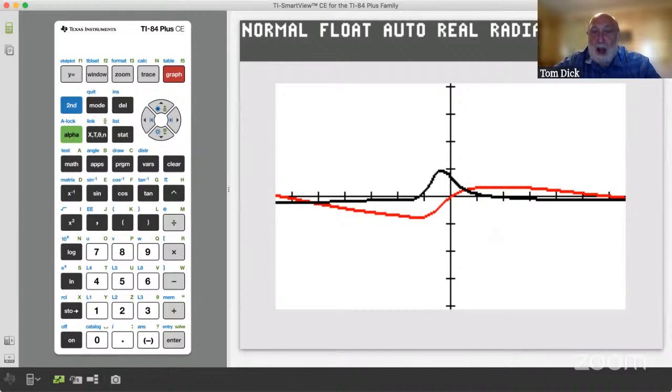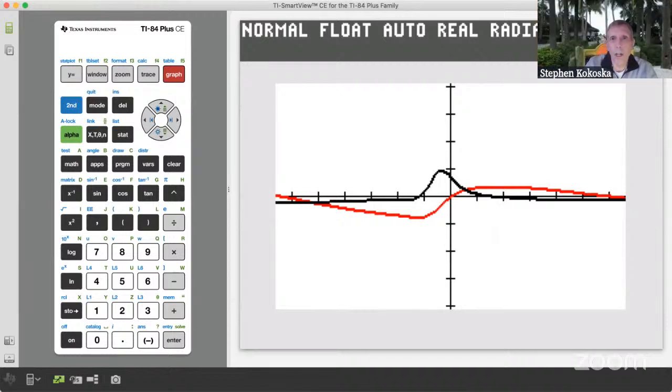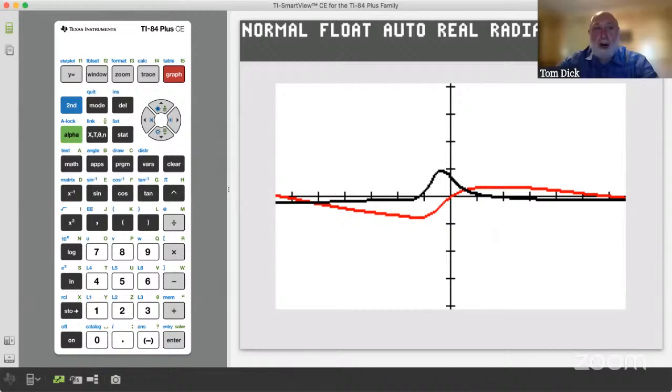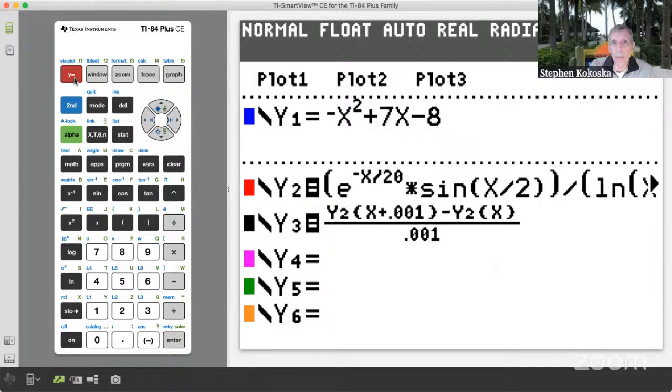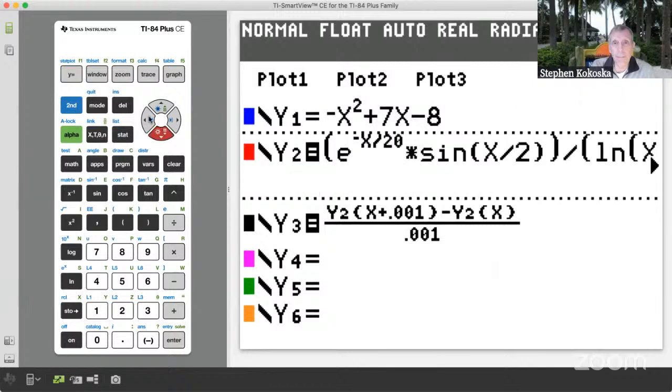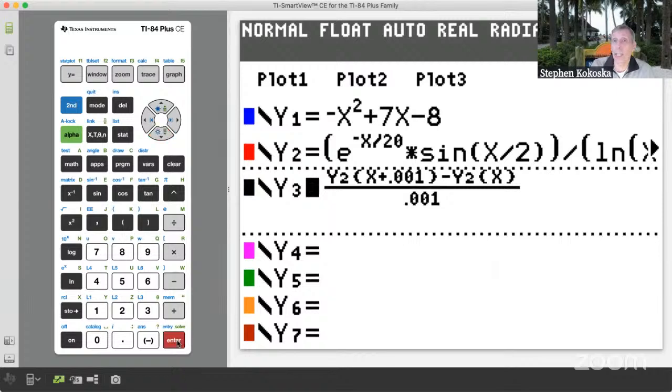Okay, I'll stop. Tom, yeah, we're gonna try another one on the fly here. Okay. Sounds great. So let's go back to the y = menu. Sure. And if you'd be kind enough to turn off y2 and y3. And in y4, let's just use a simple function. Let's just put in the sine of x.